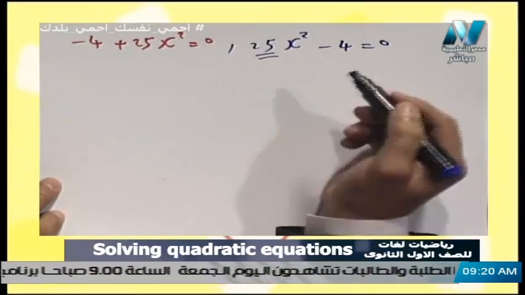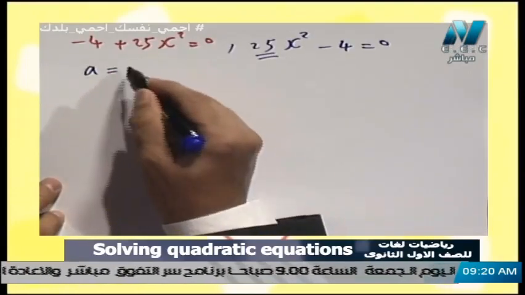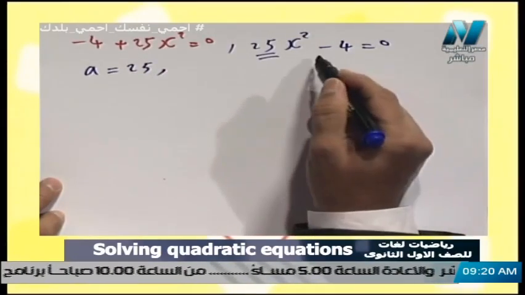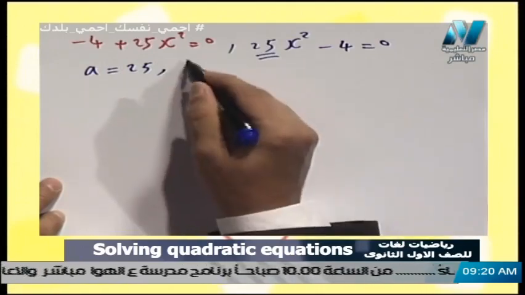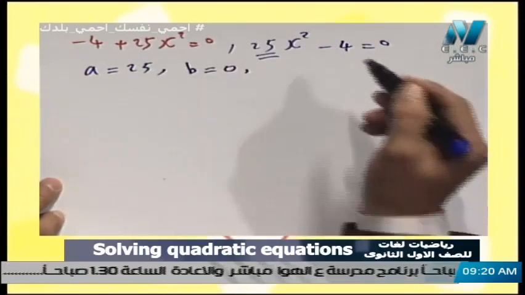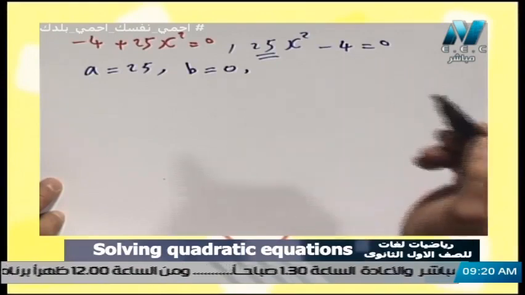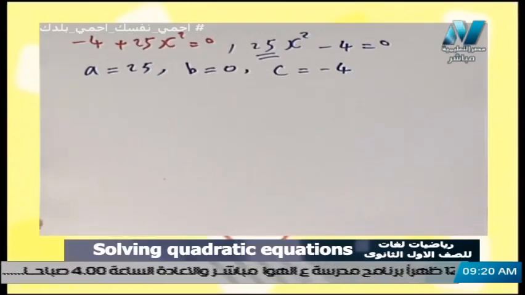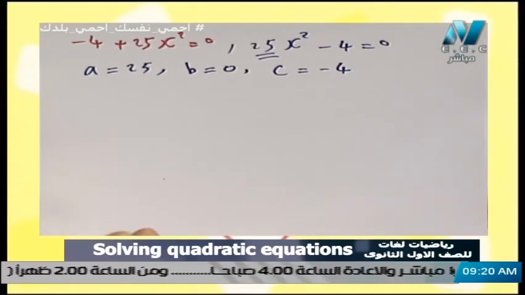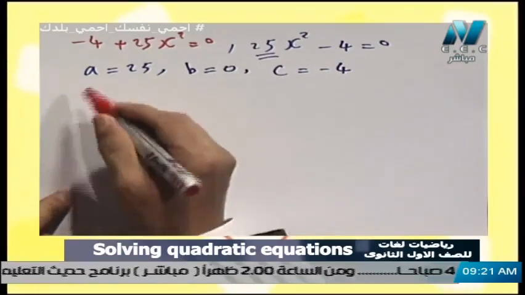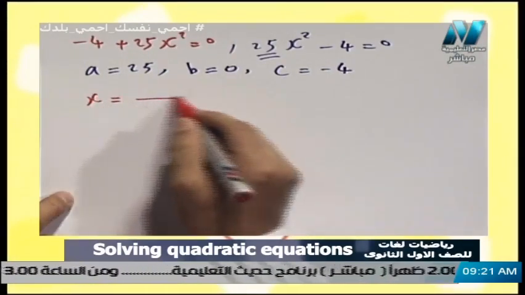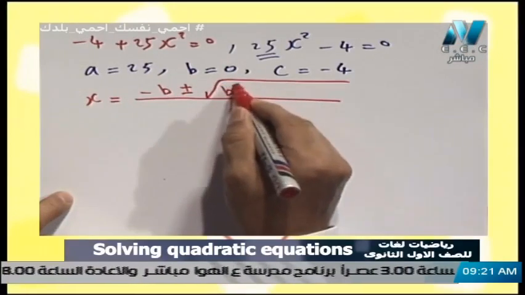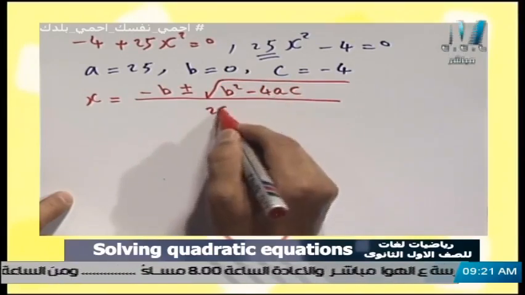A is the coefficient of x power 2, and it equals 25. B is the coefficient of x, and we have no x term here, so b equals 0. C is the absolute term, so c equals negative 4. And we know that the general formula is x equals negative b plus or minus the square root of b power 2 minus 4ac, over 2a.